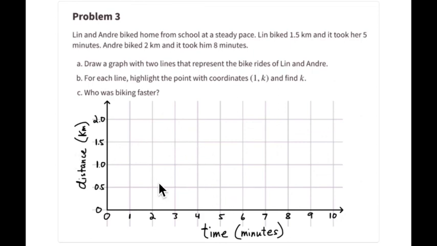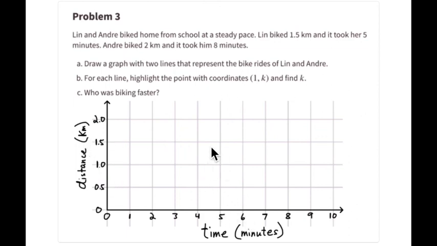Actually, the authors drew the same graph, and they don't raise this issue, but they're riding at a steady pace. And if I were to write this, I'd say that Lynn and Andre biked home from school at a steady rate. Rate is speed. It's distance per time. Pace is time per distance. So for pace, we talk about an 8-minute mile. So 8 minutes per 1 mile, or a 10-minute mile, or a 7-minute mile. For speed, we talk about miles per hour, or kilometers per minute.